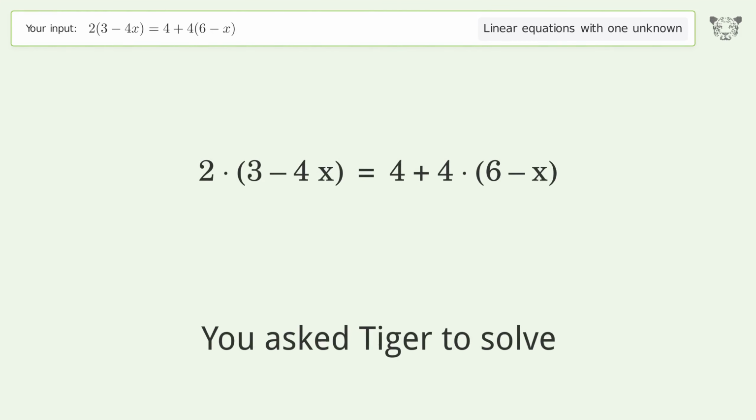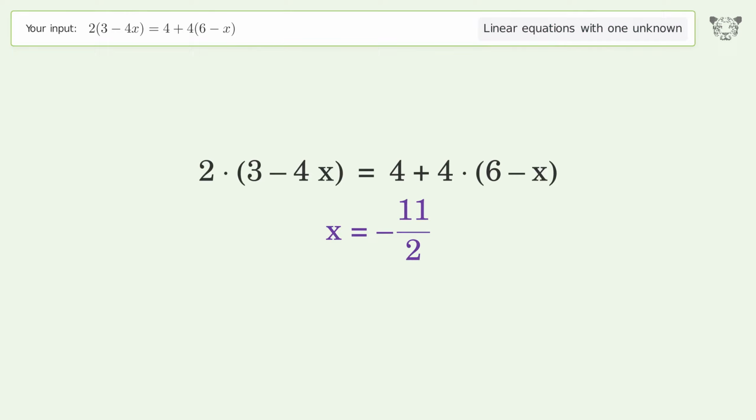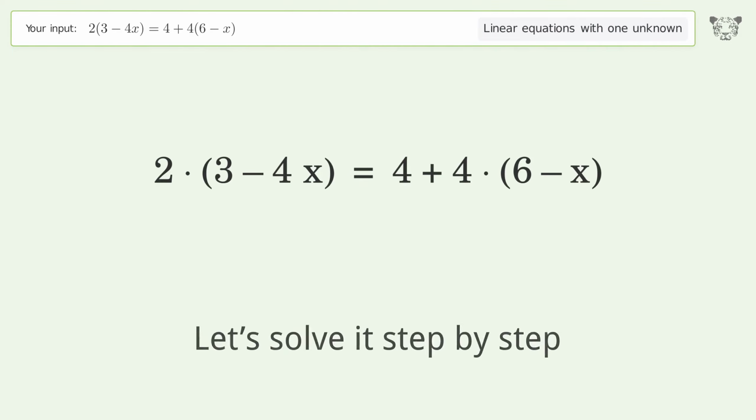You ask Tiger to solve this, which deals with linear equations with one unknown. The final result is x equals -11/2. Let's solve it step by step.